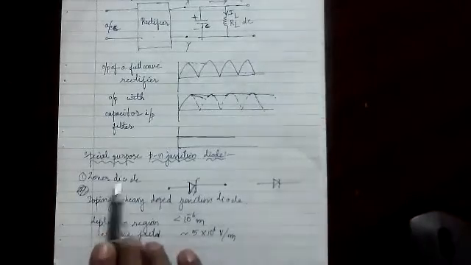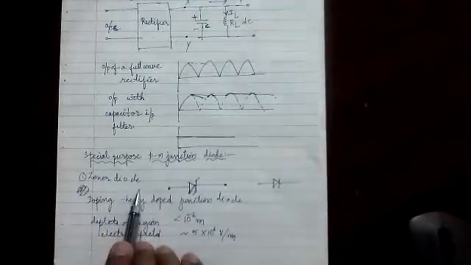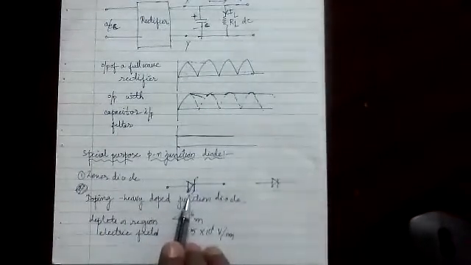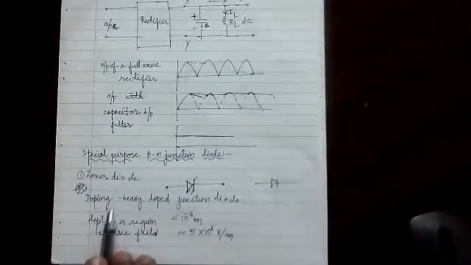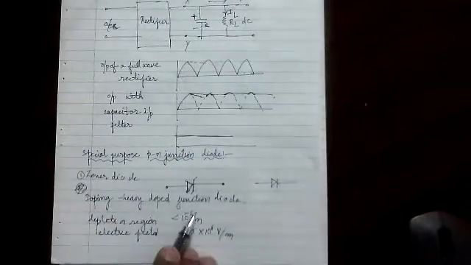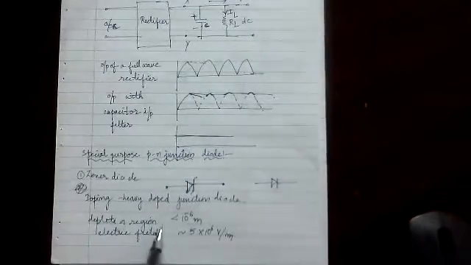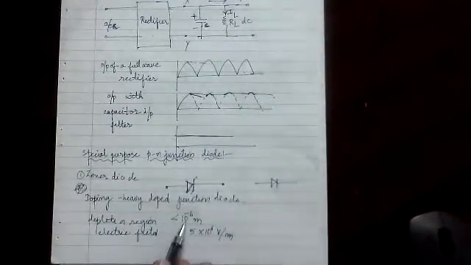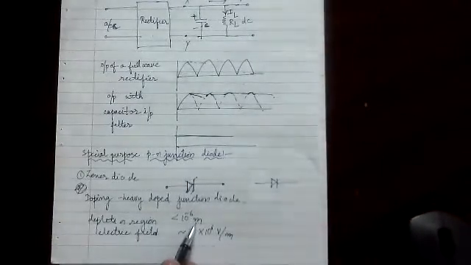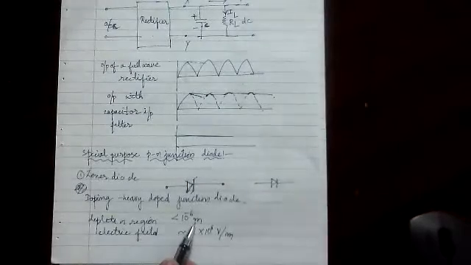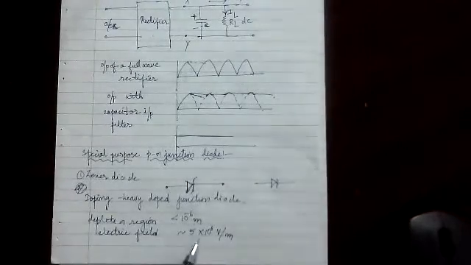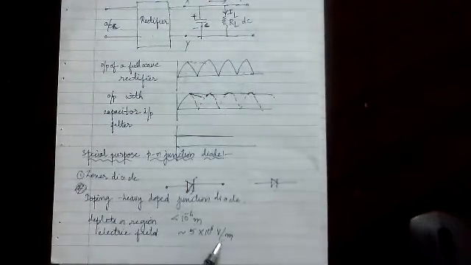Now coming to the Zener diode, a special purpose PN junction diode. A Zener diode looks like this. This is the symbol of a Zener diode. It is a heavily doped junction diode. Very high doping is there, and the depletion region becomes very thin, less than 10 to the power minus 6, which means less than 1 micrometer. A PN junction diode is more than 1 micrometer. The electric field is very high, around 5 into 10 to the power of 6 volt per meter.